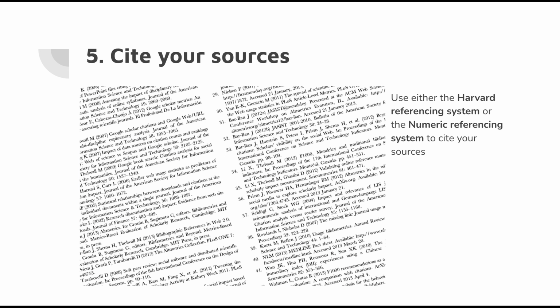And finally, number 5, for an academic presentation, you must cite your sources. You should use for science either the Harvard referencing system or the numeric referencing system. Whichever referencing system you use, you need to be consistent, and you should really include footnotes at the bottom of any images, any data, any text that isn't your own, and you need to make sure that you refer to that as you are presenting that data or text.